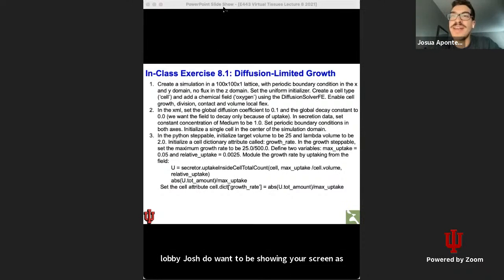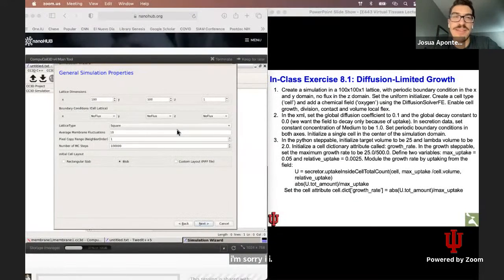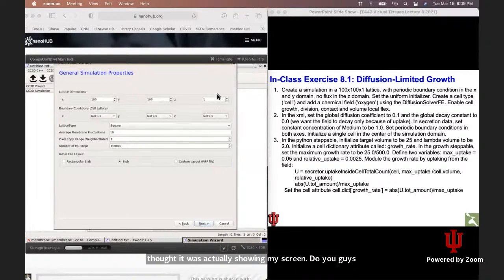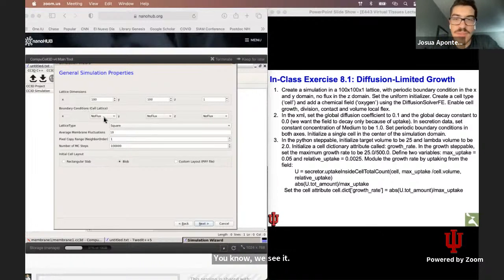Josh, do you want to be showing your screen as well? Oh, I'm sorry. Thank you for reminding me. I thought I was actually showing my screen. Do you guys see my screen now? My whole screen? Yeah, now we see it. Okay, I'm sorry about that.